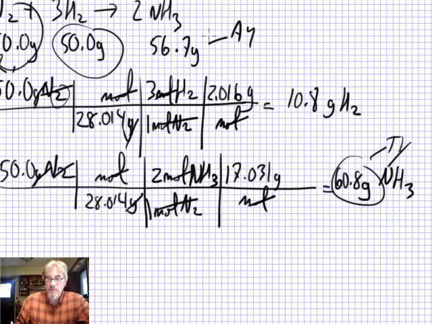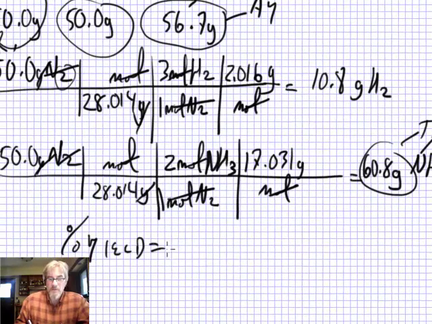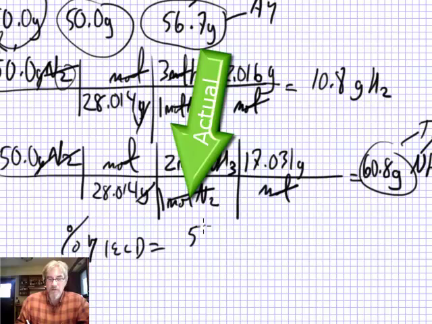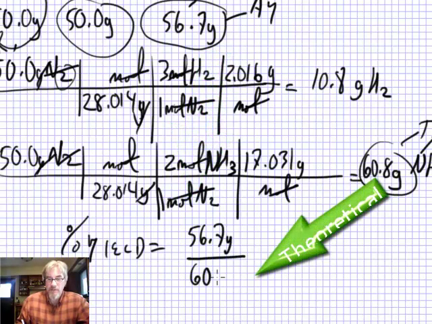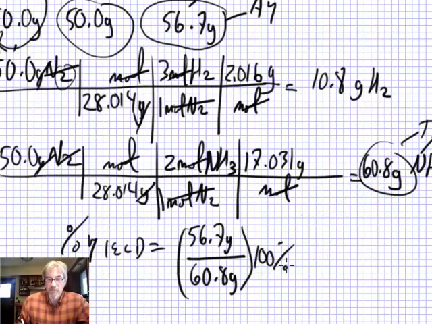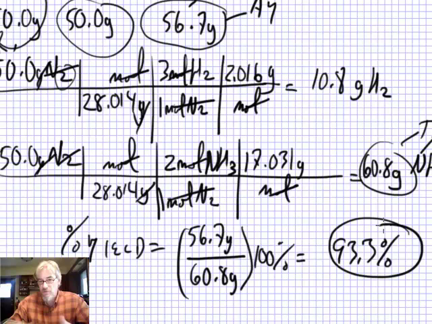We didn't actually get that. We got 56.7 grams. So the percent yield that we're looking for here is going to be the actual yield of 56.7 grams divided by the theoretical yield of 60.8 grams, and then change to a percentage by multiplying by 100. This comes out to 93.3%. So that tells you that if you do this reaction again, you can expect to only get about 93.3% of what you could possibly get.